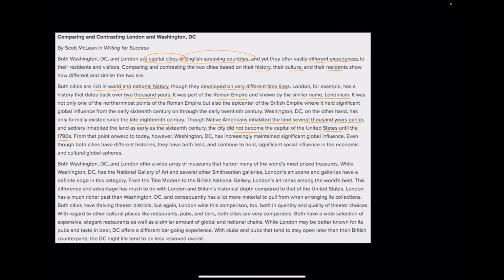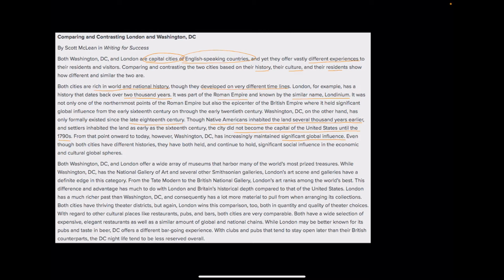So we've just said there that it did not become the capital until the 1790s. Sorry, I put 1970s. That was a mistake. 1790s. From that point onward to today, however, Washington, D.C. has increasingly maintained significant global influence, meaning it has a lot of influence over the way we see the world and the way we buy our items, etc.